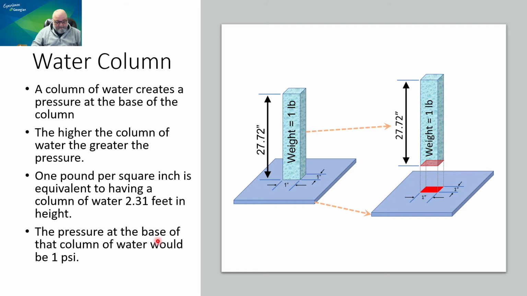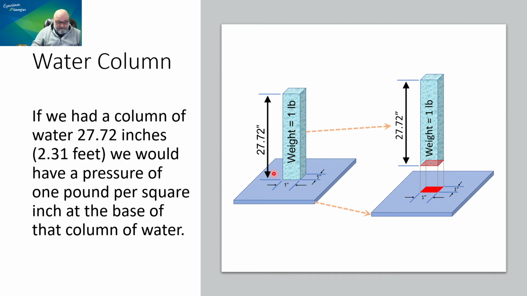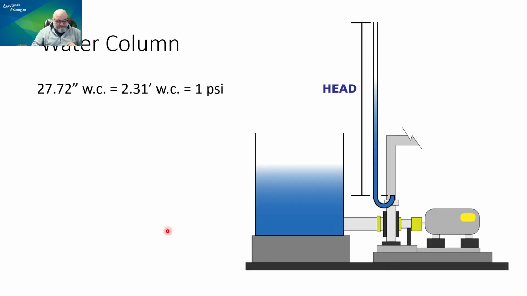So the pressure at the base of that column of water would be 1 psi, 1 pound per square inch, right? And that height is very important, as you're going to see right now. So if we had a column of water that is this many inches, which is also that many feet, we would have a pressure of 1 pound per square inch at the base of that column of water. This is the base of all measurements that we work with.